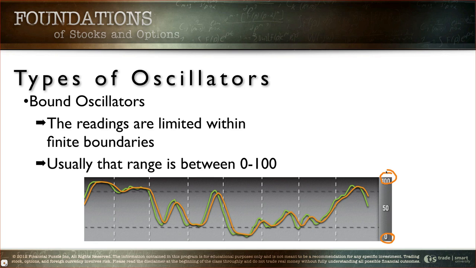Most of the time when you find a range-bound oscillator, it's going to be stuck between 0 and 100. I can't personally think of any that are not, but technically, you could theoretically program one to have a different range and still have it be range-bound. So usually we use that 0 to 100 scale. The infinite one, or the one that's not bound, is not going to have those boundaries on it.